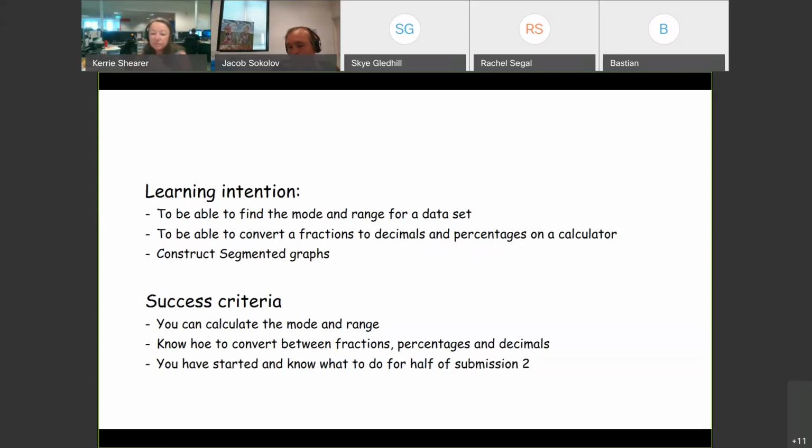At the end, we're going to construct a segmented bar graph. I'm going to be doing the more difficult one on the worksheet. Our success criteria today is to be able to calculate the mode and the range, know the difference, and know how to convert between fractions, percentages, and decimals. And we're going to start the first half of submission 2.